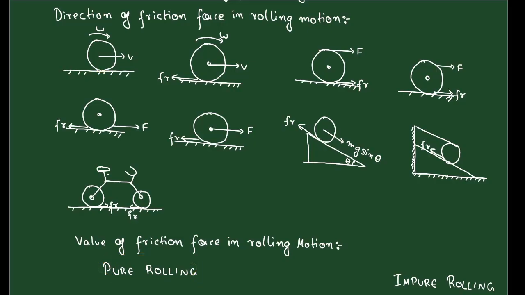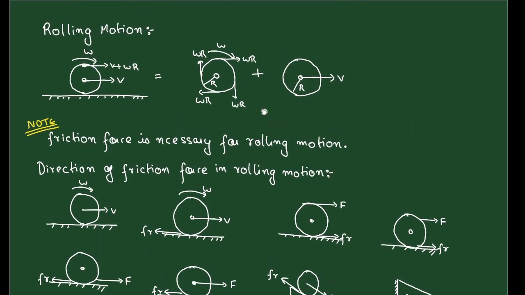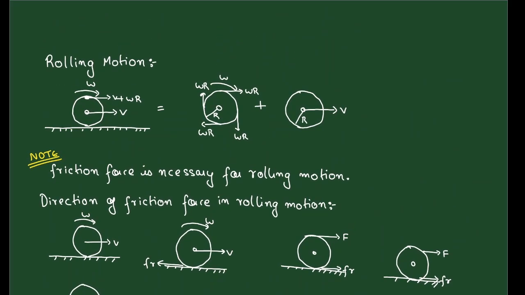If I look a little bit behind, what did I say? If this surface is actually slipping, that is a case of impure rolling. And if this surface is not slipping over this surface, that is a case of pure rolling. So in case of pure rolling, this surface is not slipping, that means the velocity at this point in the wheel is equal to 0.